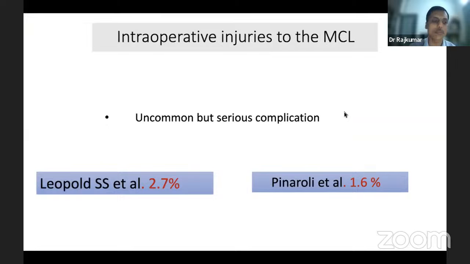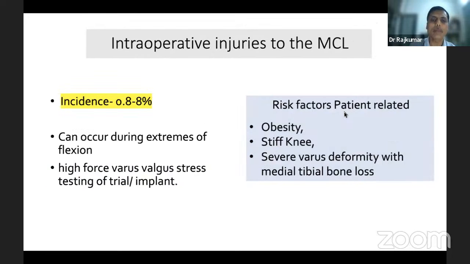So intraoperative injury to the MCL is an uncommon but serious complication. Nowadays, we have to be very careful and you need to know exactly where the problem is happening. There is a reported incidence of 2.7% in the literature. If you look at the intraoperative injuries, when it happens, it happens particularly during extreme flexion and high force, when you try to give a varus or valgus stress when doing a trial implant, particularly in a stiff knee. The patient-related risk factors are obesity, stiff knee, and severe varus with medial tibial bone loss.